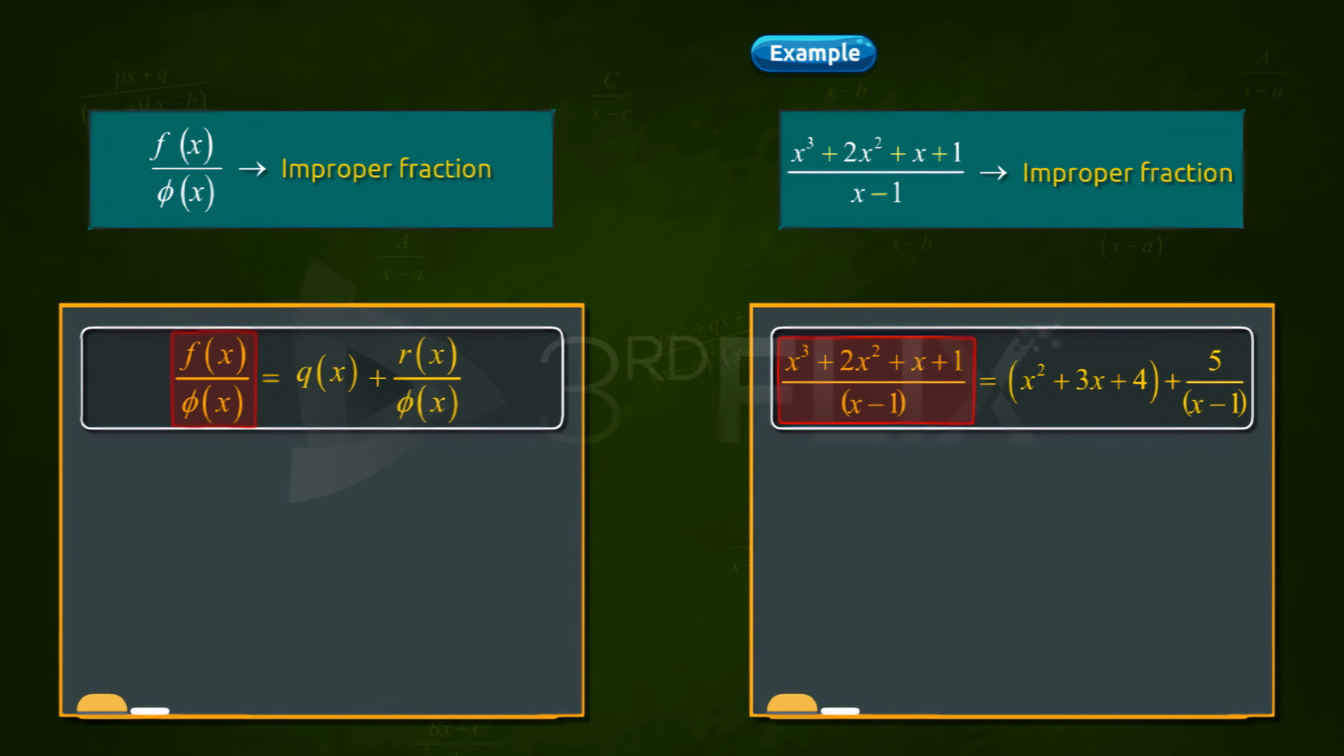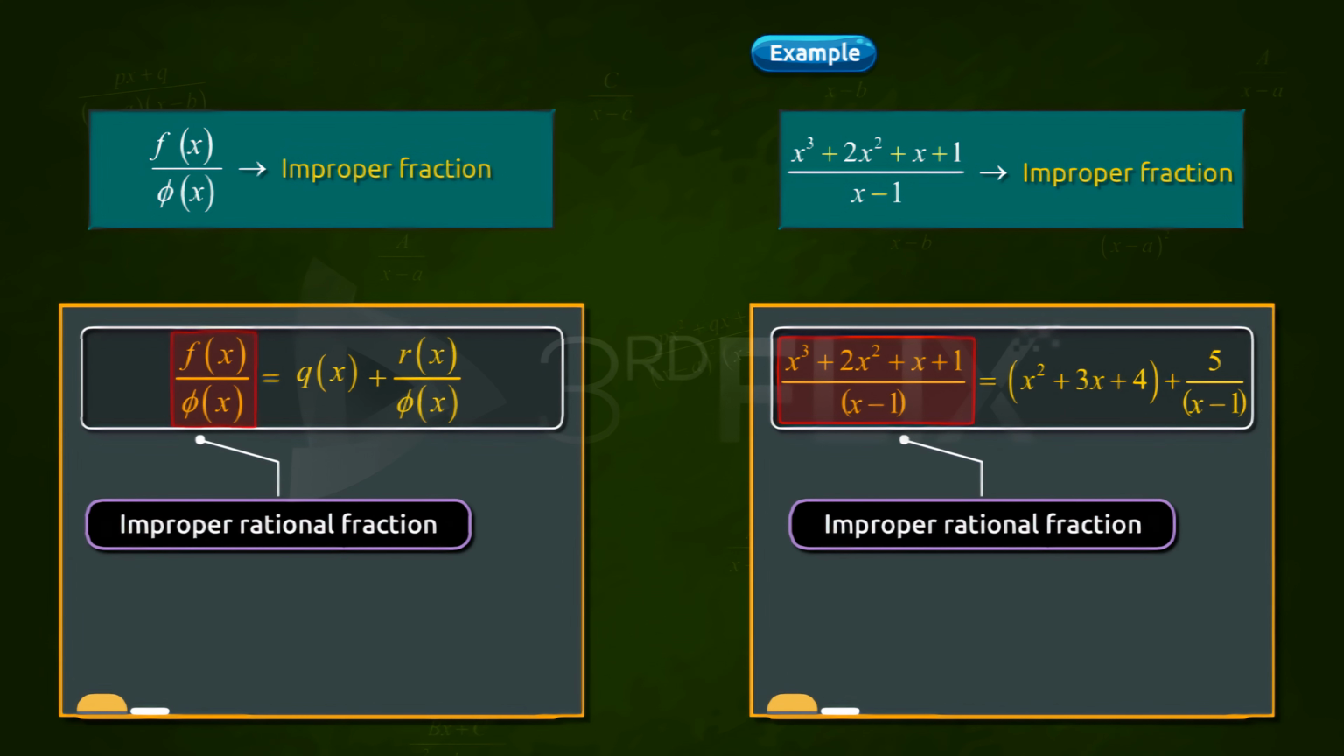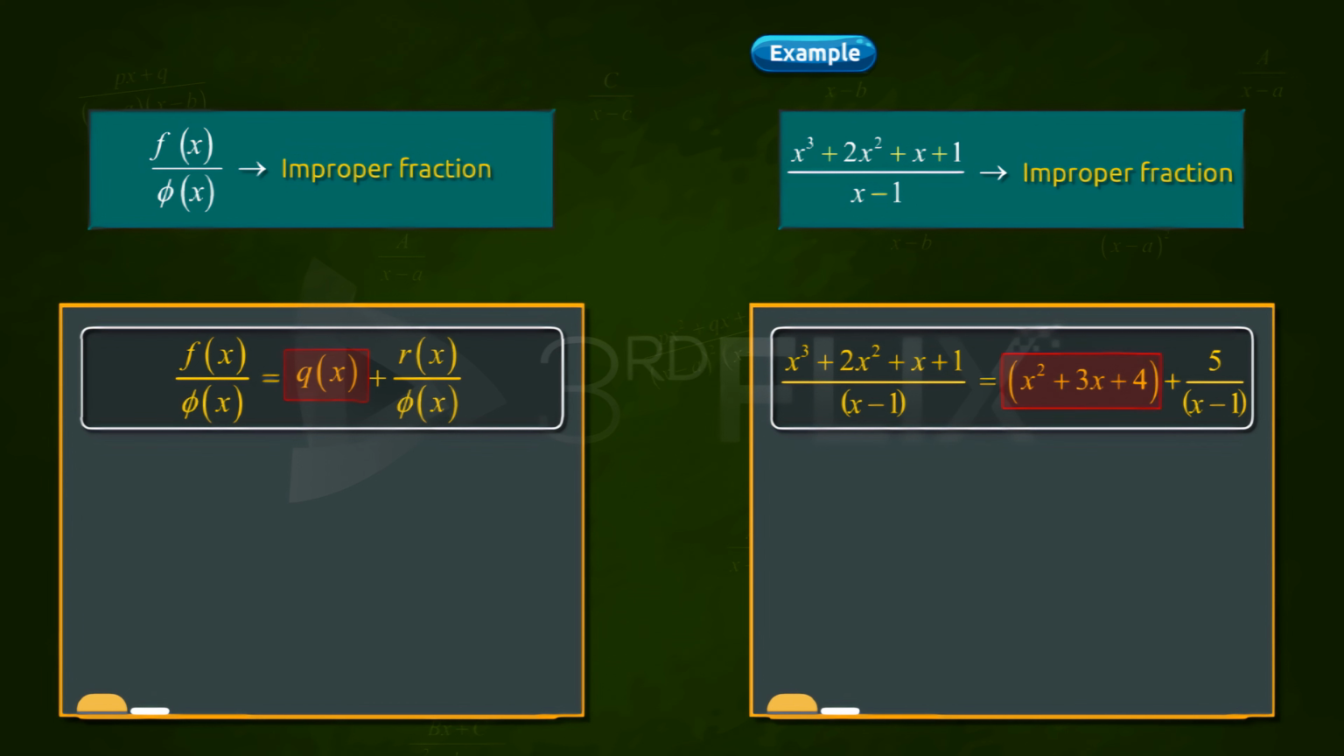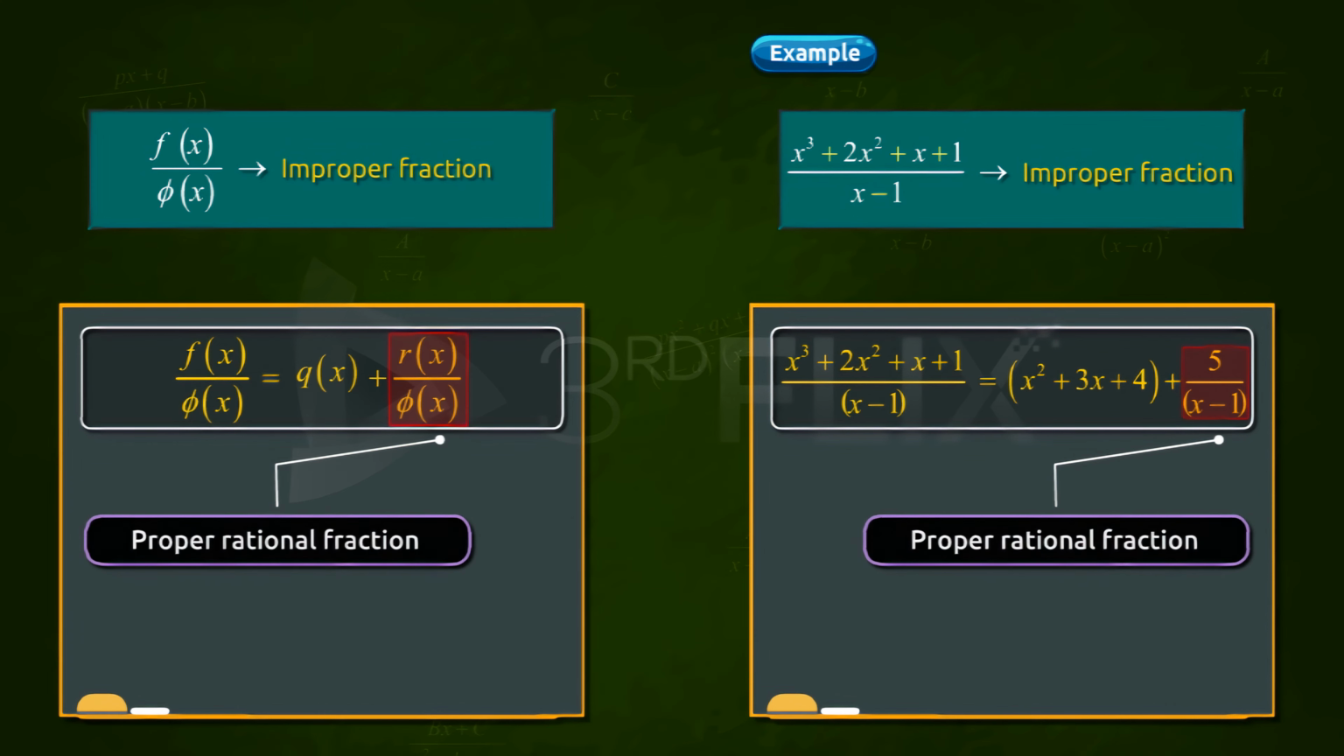Here, f(x)/phi(x) is an improper rational fraction, q(x) is a polynomial, and r(x)/phi(x) is a proper rational fraction.